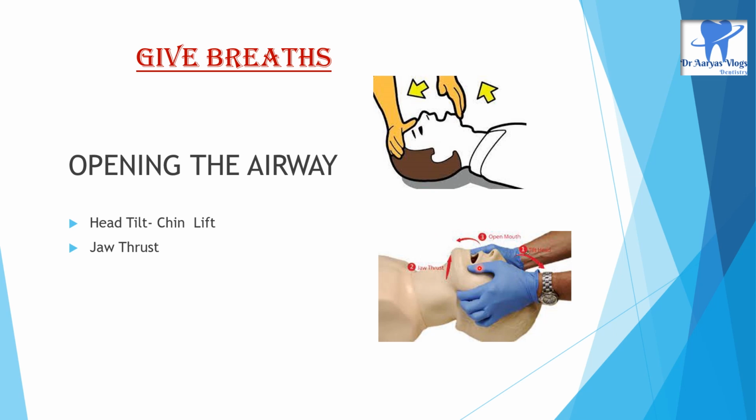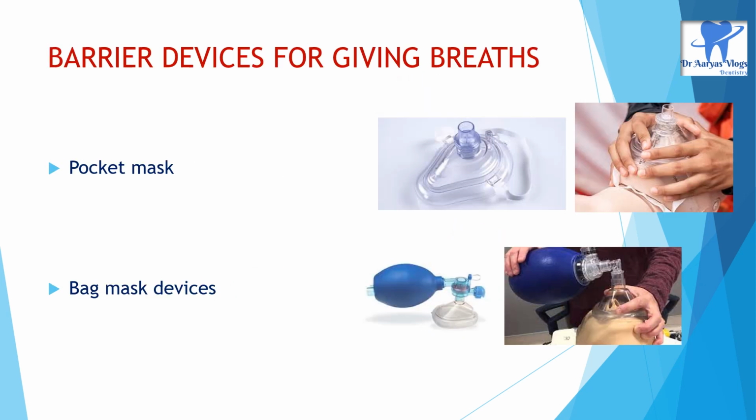In the case of spinal injury patients, the head tilt, chin lift doesn't work. In these cases, use the jaw thrust maneuver. And these are the barrier devices for giving breath. This is the pocket mask. This is the bag mask. Okay, pocket mask devices and bag mask devices.